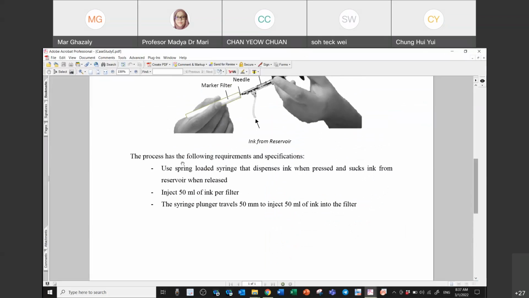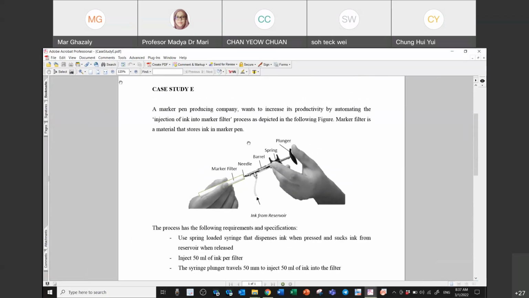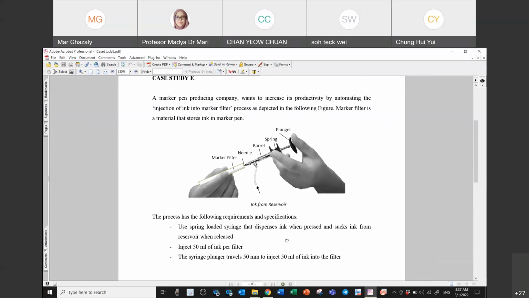Based on this sentence, first one, I already explained what the problem was just now. So you list out what the problems are, what the requirements by the company are. Of course, this is also the main requirement. So you can list out the main requirement. Based on this requirement, you actually can list up, for the spring loaded syringe, do I need a sensor there? Do I need an actuator there? Do I need a controller there? So you list it out.